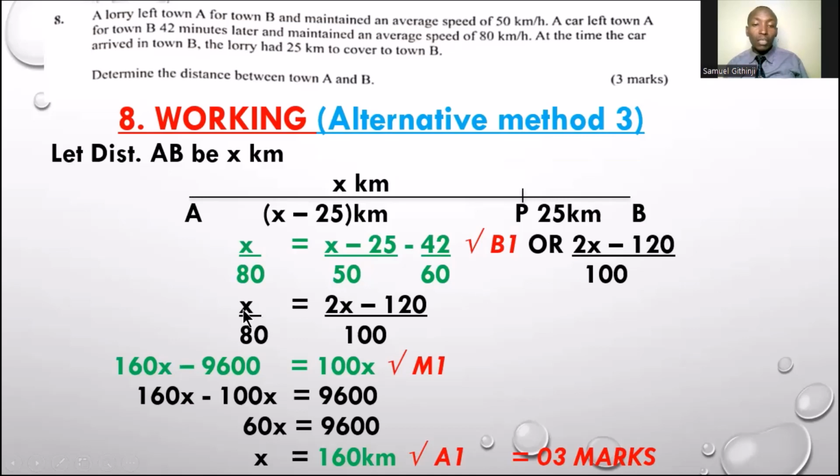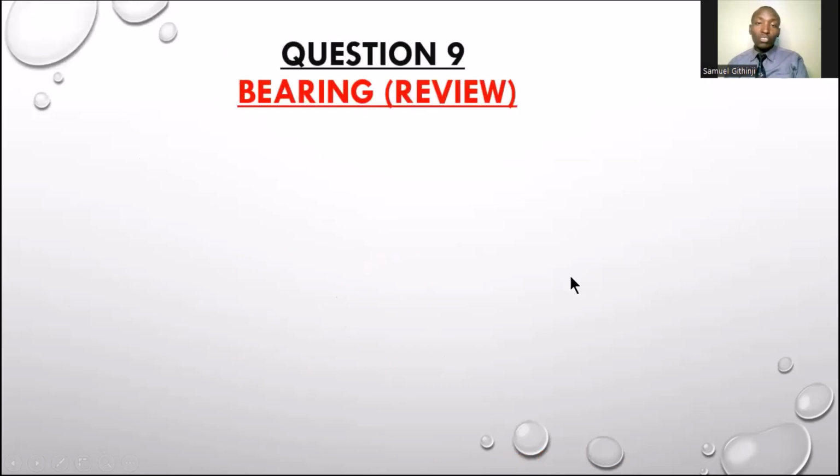Having done that, my student, I just need to solve this. I cross multiply, yes, 160x minus 9600 equals 100x. I go through that. After collecting the like terms together, I go ahead to solve that, and x will be 160. Remember, my student, those are 3 different ways of doing question number 8. Allow me to go to question number 9.